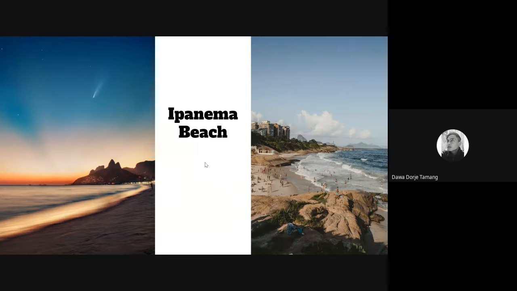So after having dessert, we went to this beach to see the beautiful view. It was quite dark, so there were no people around the beaches. Our teammates only visited these places, and the night view was really nice at this beach. Next slide, please.